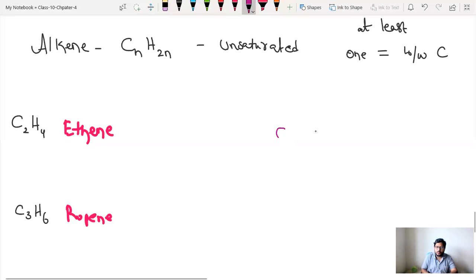2. 1, 2. In between these two carbons, what bond should be there? Double bond. Represent double bond. Next, write remaining valencies. First carbon, already 2 is represented. 3, 4. That's it, guys. While coming to second carbon, already 2 is represented this side. So 3, 4. Now how many hydrogens you see? 4. 1, 2, 3, 4 hydrogens for ethene.